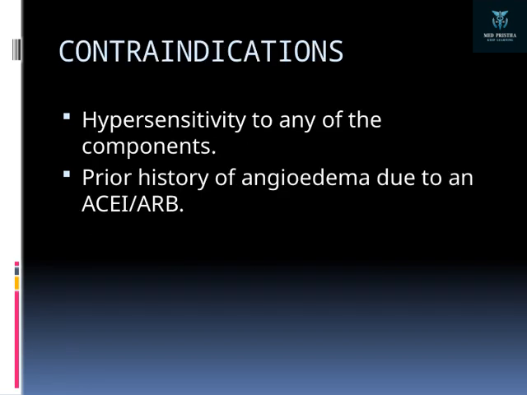Let's talk about contraindications, which are important to keep in mind before prescribing this medication. First, hypersensitivity to any of the components is a key concern. If a patient has shown allergic reactions in the past, we need to be cautious. Next, a prior history of angioedema caused by an ACE inhibitor or an ARB is another critical contraindication. Angioedema can be a serious and potentially life-threatening condition, so if a patient has experienced it before, this medication could pose significant risks. Remember, understanding these contraindications helps us ensure patient safety and choose the most appropriate treatment options.